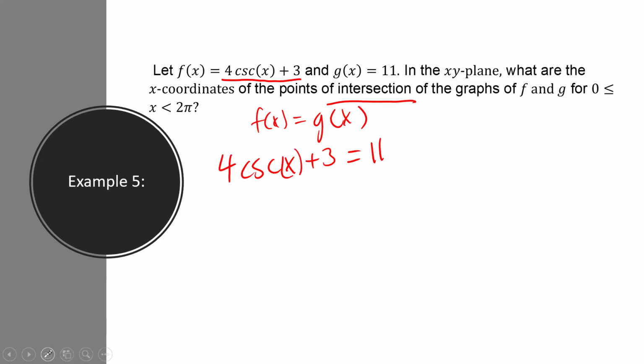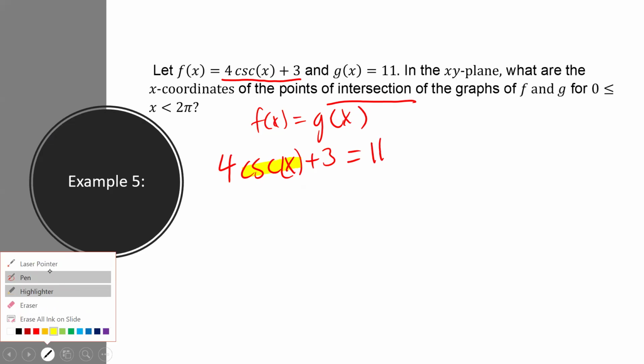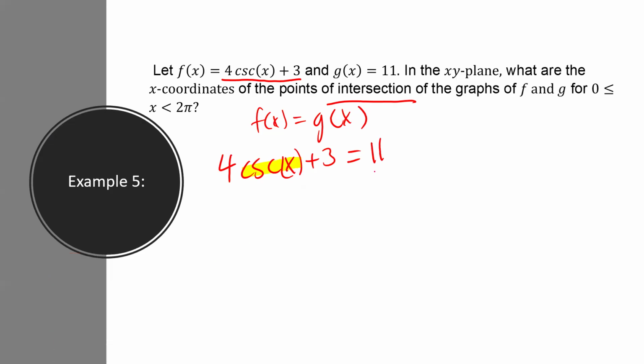Once I've set them equal, I want to get my trig by itself as much as I possibly can. So are there things I can do to get cosecant x by itself? Yes. Subtract 3 and then divide by 4. Make sense? So we're left with cosecant x equals 11 minus 3 is 8, divided by 4 is 2.